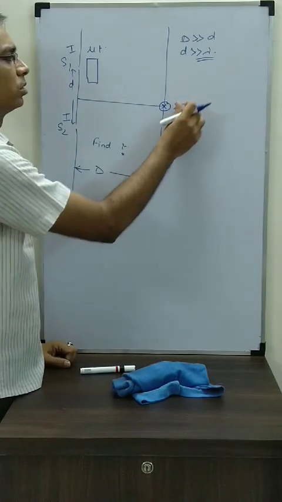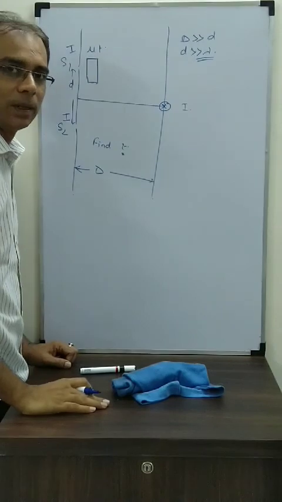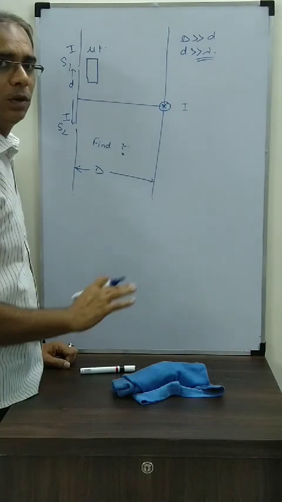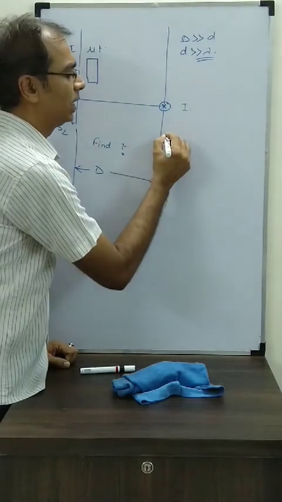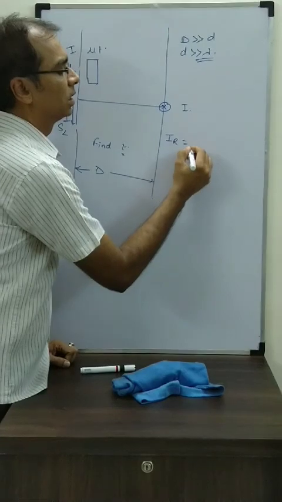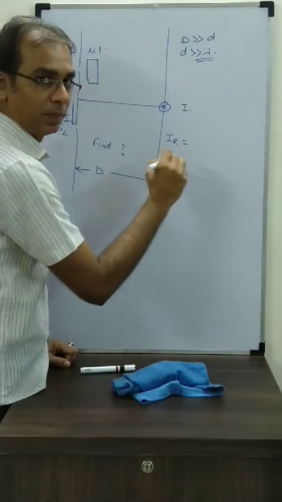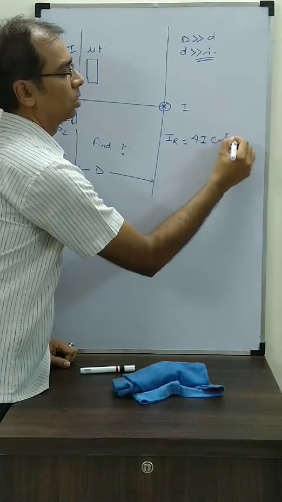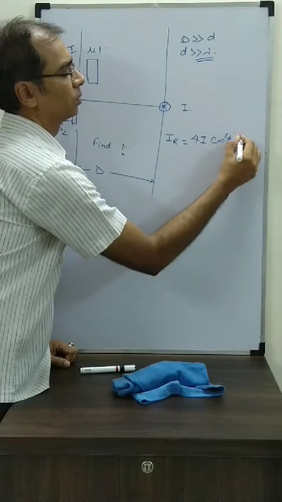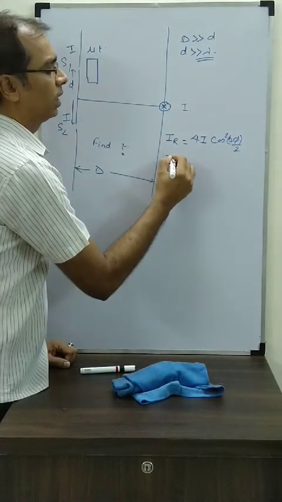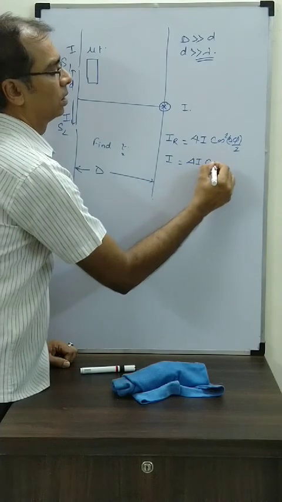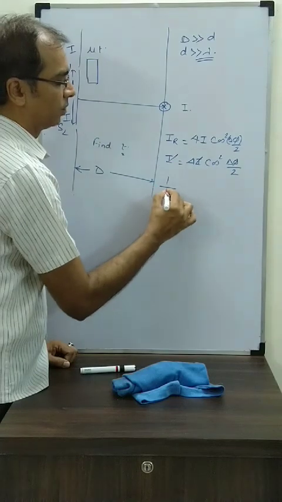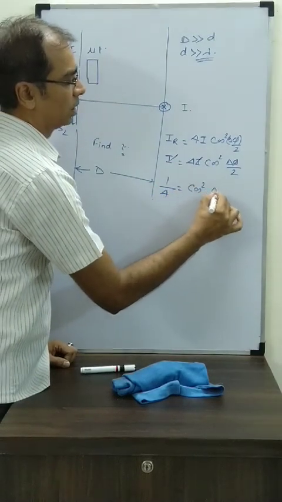Here is 2I. You can take I also. Suppose I change the question. Take it as I. You want to have intensity here as I. Now what we know, because of interference, the resultant intensity at any point is I_R equal to maximum intensity. What is maximum intensity? 4I cos square delta phi by 2. Resultant intensity you have written I over here. So this is 4I cos square delta phi by 2. I gets cancelled. This is 1 by 4 equal to cos square delta phi by 2.